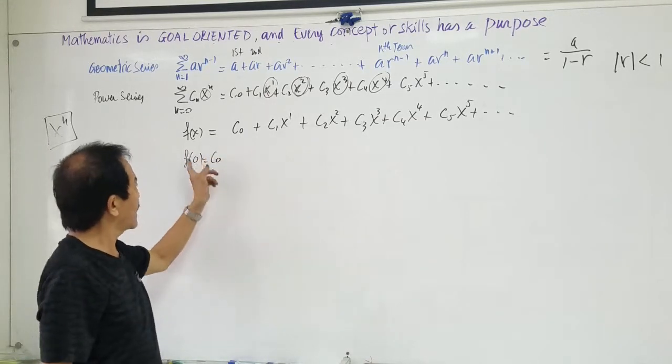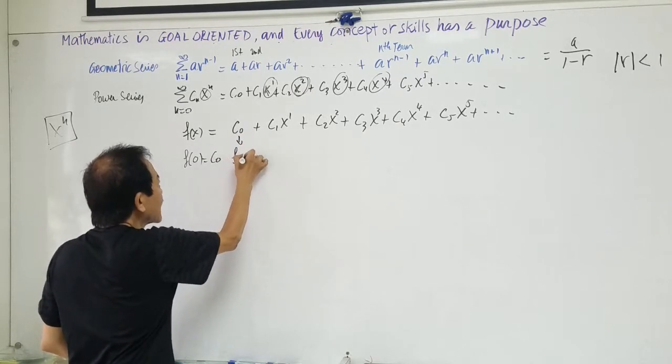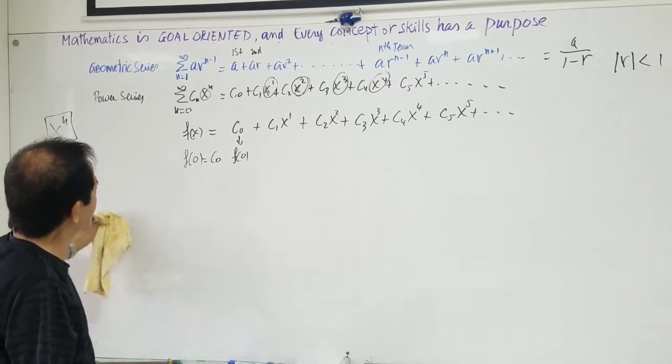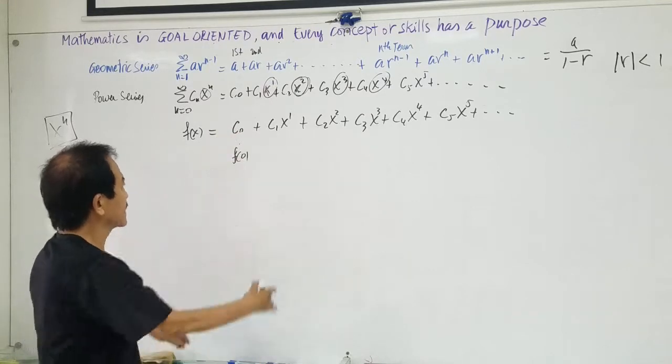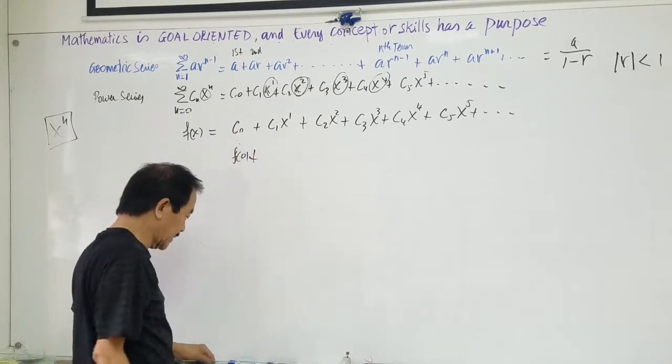Because I put 0 here, f of 0 is C sub naught. So therefore I substitute C sub naught as f of 0, whatever f is, sine, cosine, tangent. Okay, so I have the first substitution here. Plus now I fill out C1 in terms of f of x.